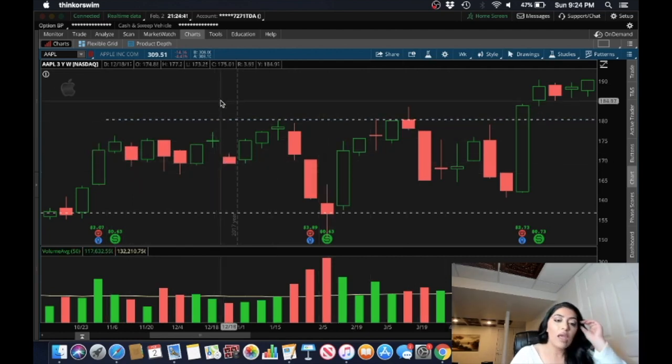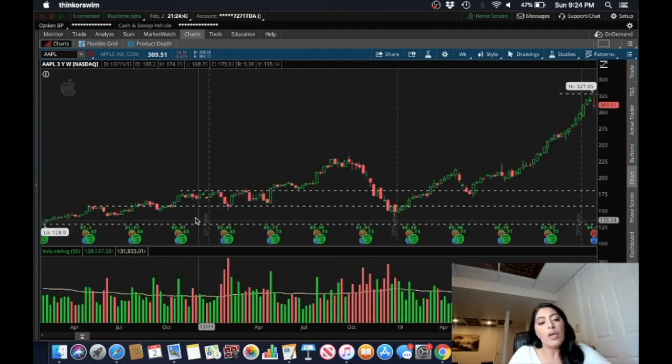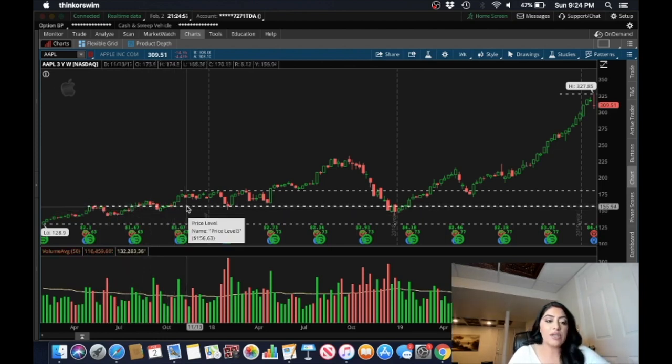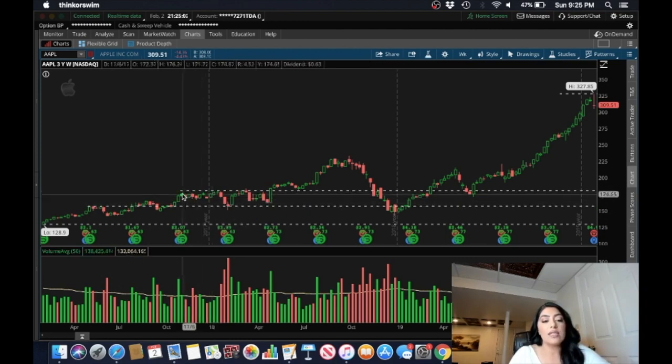So now, when you zoom out, you can see a clearer picture of this area of resistance and support. The stock went on an uptrend here, wasn't able to break out, was rejected, and kind of consolidated along this level at 156.63. The stock broke out of the 156.63, created a new level of resistance, and now this area of consolidation is your level of support. You can see that the stock is continuously bouncing back and forth between these two levels until it finally breaks out.